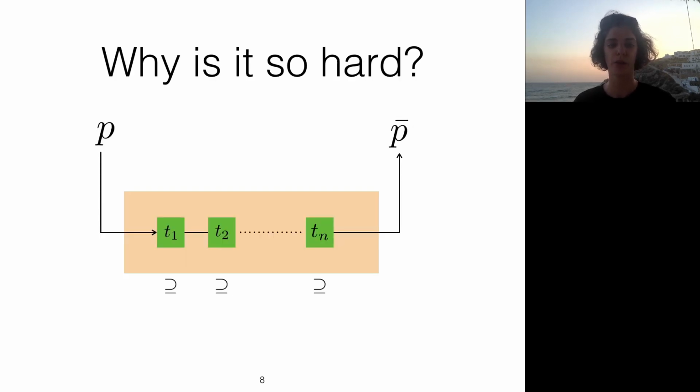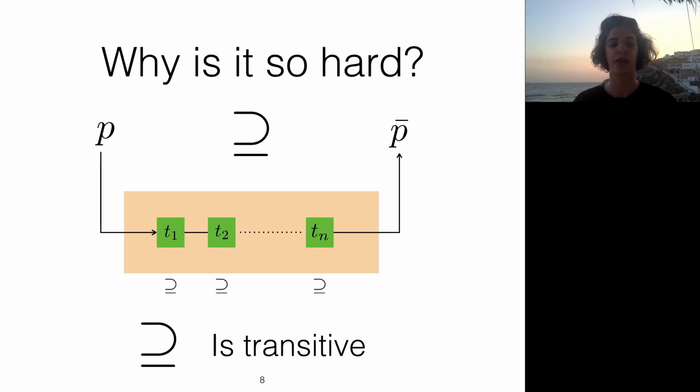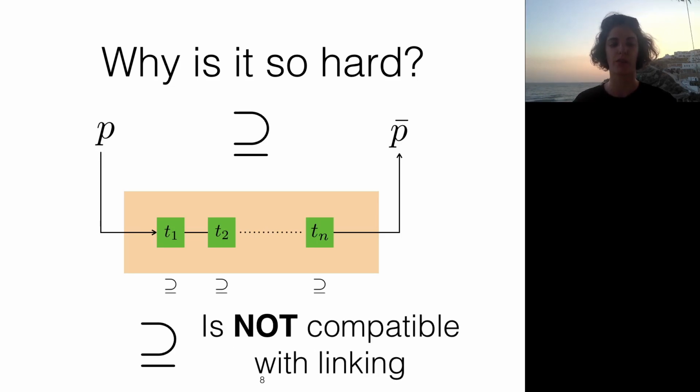So why is the problem of compositional compiler correctness so hard? Say that we have a multipass compiler comprised of a number of passes that are independently proved to satisfy behavioral refinement. Typically, behavioral refinement is transitive. Therefore, we can derive that the whole compiler satisfies behavioral refinement. However, behavioral refinement is not compatible with linking. So the behavioral refinement specification cannot be extended to separate compilation.